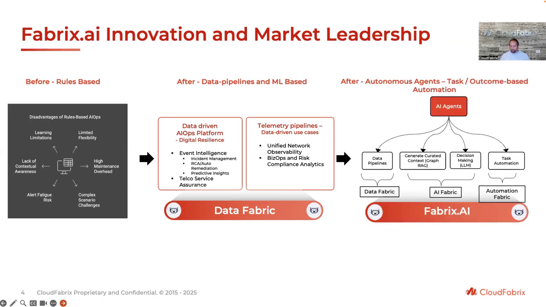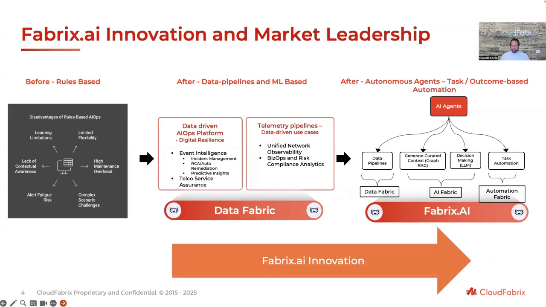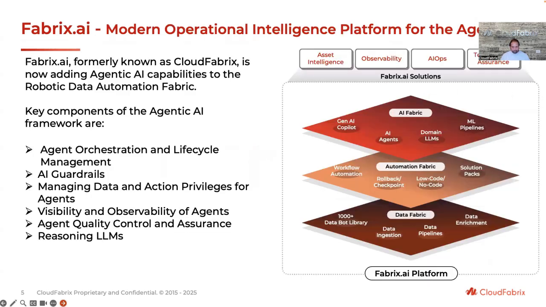Today, we are going a step further where the AI agents are able to take a specific task you provide to them, and they are able to decipher that task. They are able to reason on that task and get to the appropriate fabric, whether it is data fabric, automation fabric or AI fabric, to execute that task, whether it be executing data pipelines, getting curated context using RAG models, leveraging LLMs for decision making, or actually executing a particular workflow. And that we think has been a major innovation, going forward.